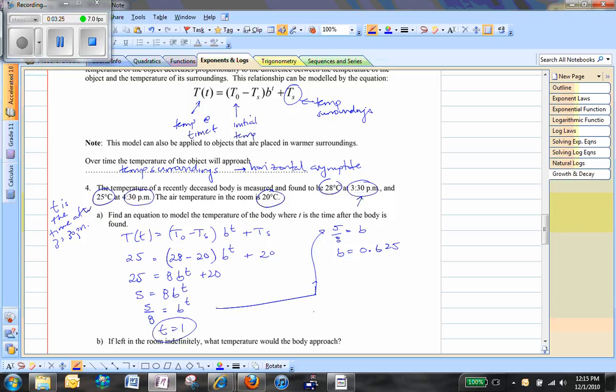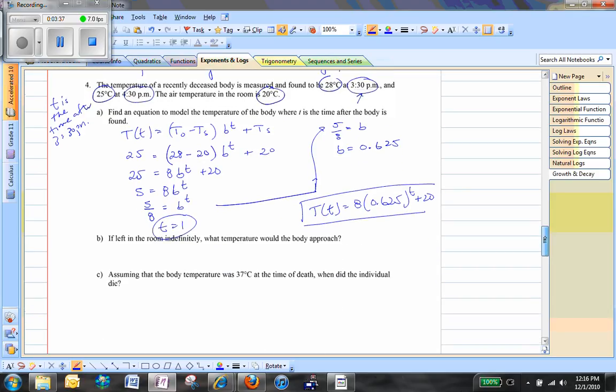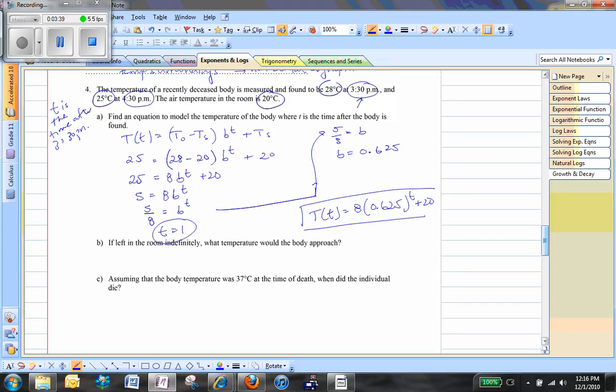So my equation is T of t is equal to 8 times 0.625 to the t plus 20. There's my equation for this body that's decreasing in temperature. If I leave the body in the room indefinitely, what is the temperature that the body reaches? Well, that's again the temperature of the surroundings, which is 20 degrees Celsius.